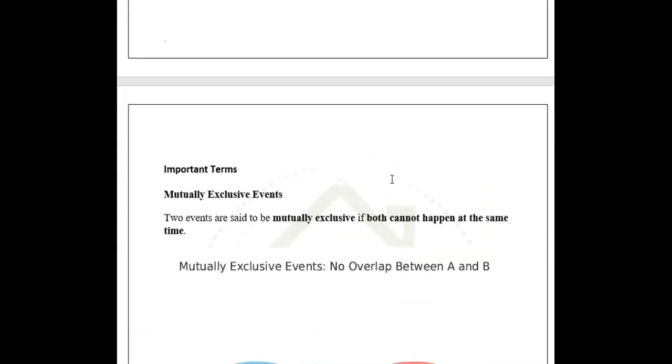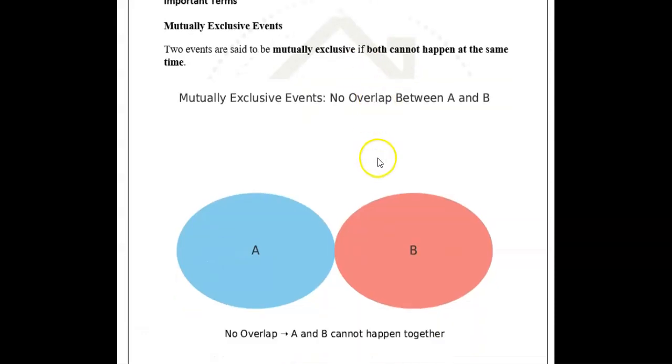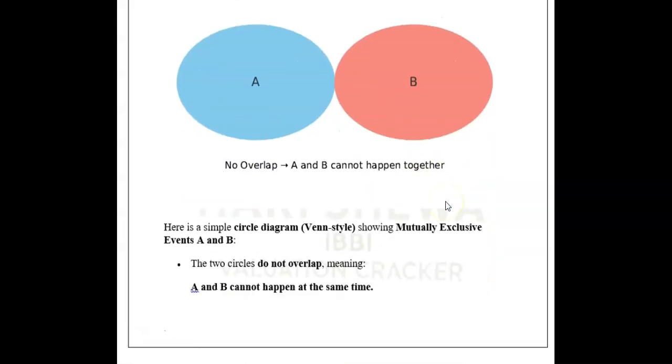This is now one more important term, mutually exclusive events. Two events are said to be mutually exclusive if both cannot happen at the same time. Mutually exclusive events have no overlap between A and B. If there is no overlap, A and B cannot happen together. These are mutually exclusive events.